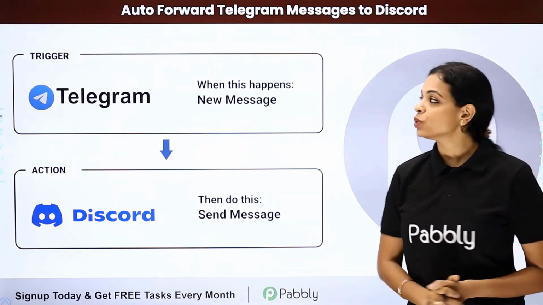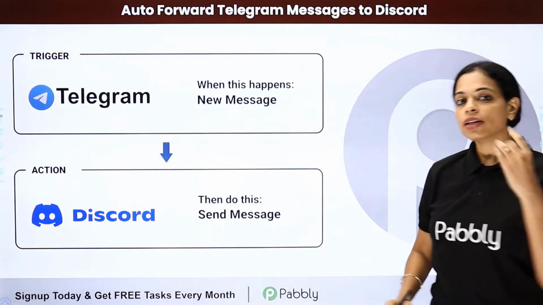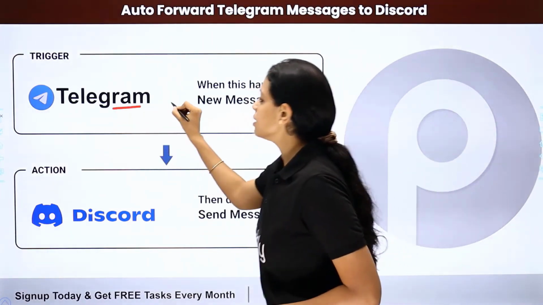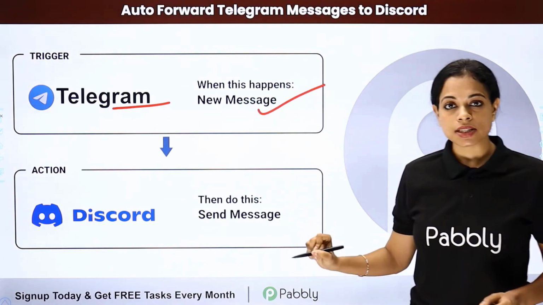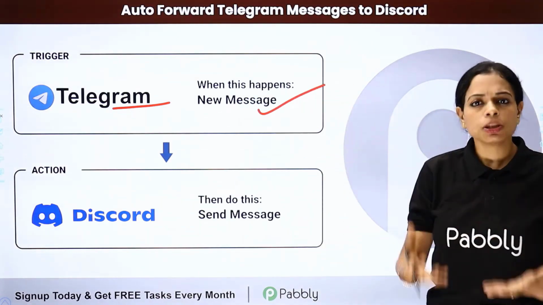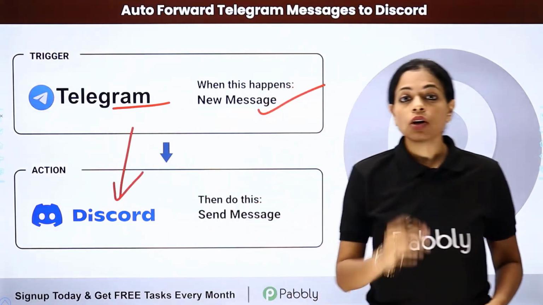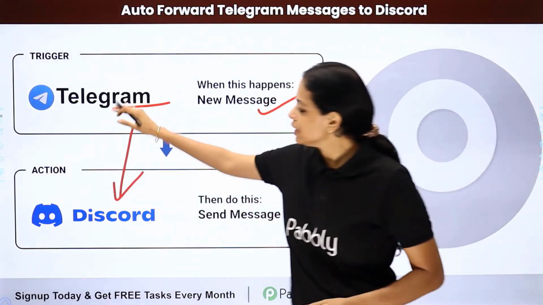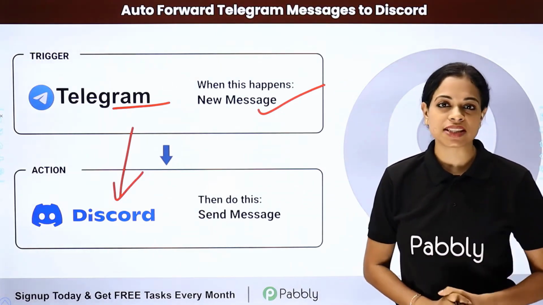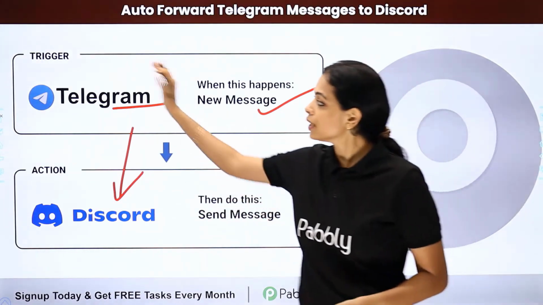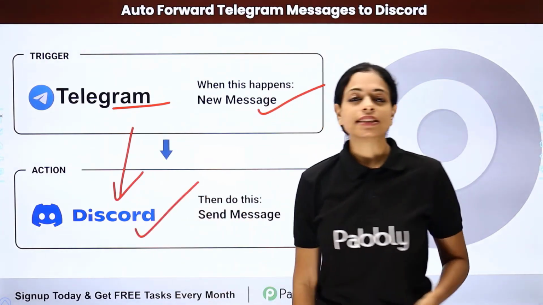In this video, we are going to see how to auto-forward Telegram messages to Discord. Now, let's say you're using Telegram as an instant messaging app and you want that every time there is a new message, the same message should be shared with your team or clients on Discord. Now, how would you do that? For this, you will have to integrate these two applications and you can do the same with the help of Pabbly Connect software. Here, your trigger application would be Telegram and your action application would be Discord.